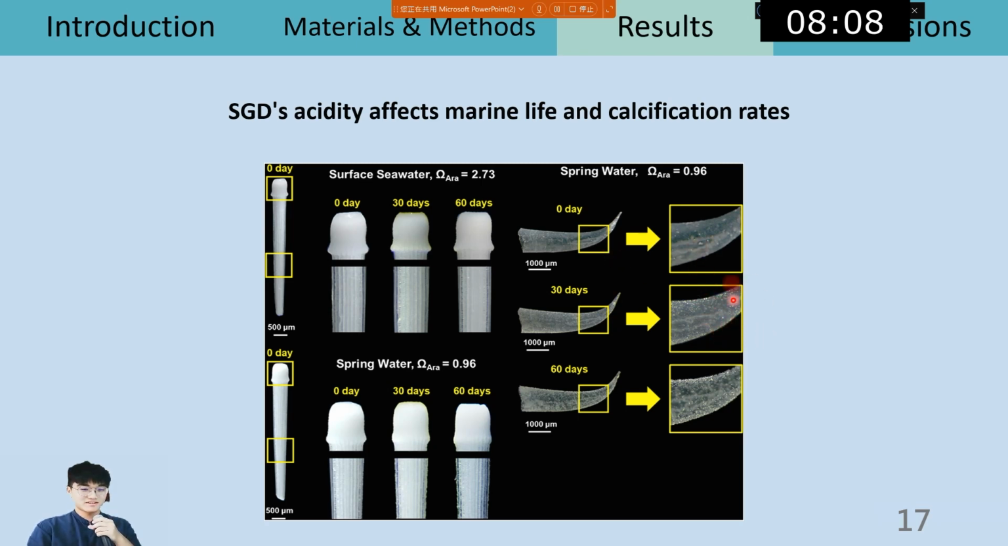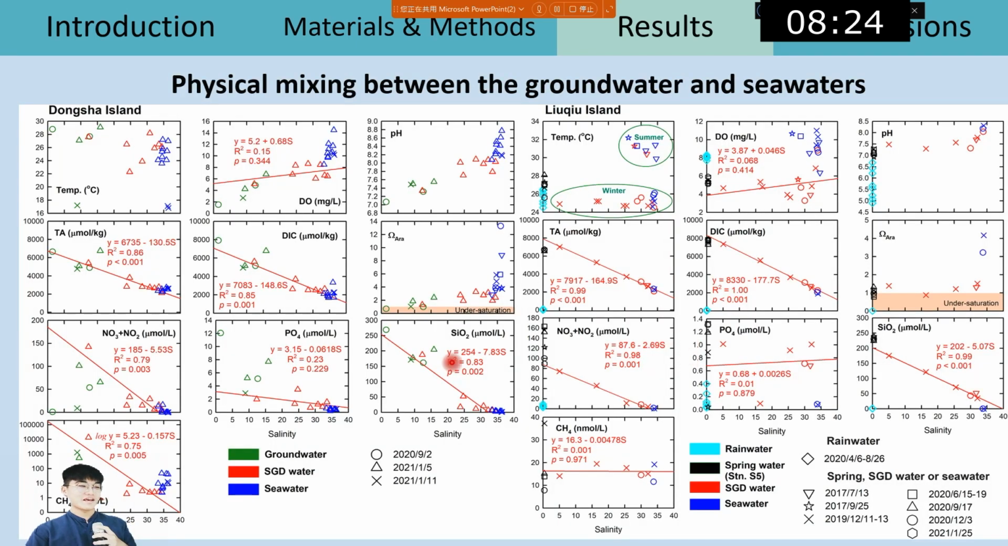And the shell is rough, the surface is rough too because it is dissolved. So it shows us that when omega is less than 1, it really influences the carbonate shell. And next is the data between Dongsha Island and Liuqiu Island.